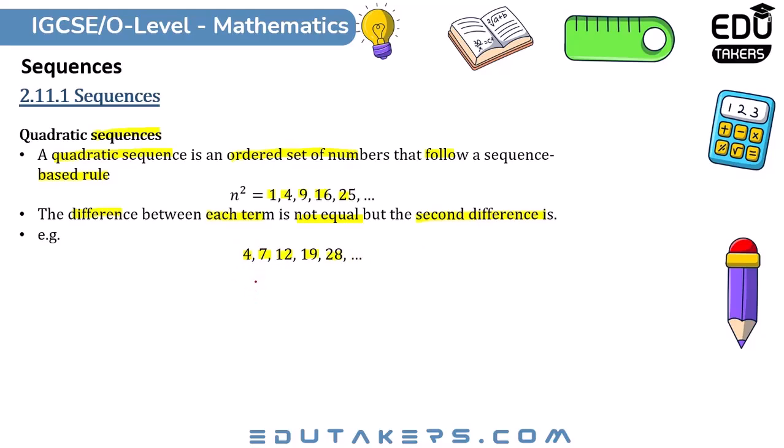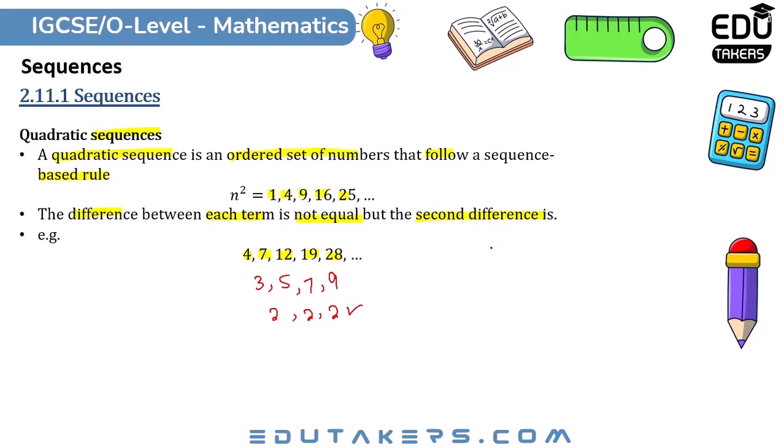Now it will be 7 minus 4 is 3, 12 minus 7 is 5, 19 minus 12 is 7, 28 minus 19 is 9. And their second order difference: 5 minus 3 is 2, 7 minus 5 is 2, 9 minus 7 is 2. So their first order difference is not equal, but the second difference is.